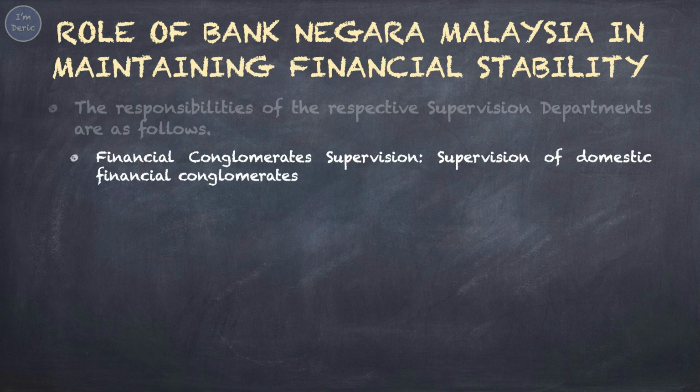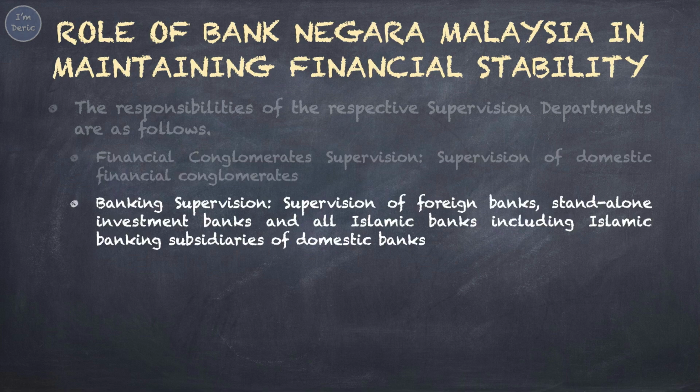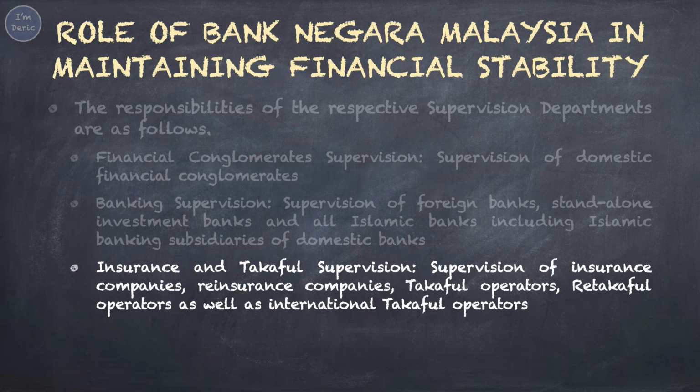First, financial conglomerates supervision, which involves the supervision of domestic financial conglomerates. Second, banking supervision, which involves the supervision of foreign banks, standalone investment banks, and all Islamic banks, including Islamic banking subsidiaries of domestic banks. Third, insurance and takaful supervision, which involves the supervision of insurance companies, reinsurance companies, takaful operators, retakaful operators, as well as international takaful operators.